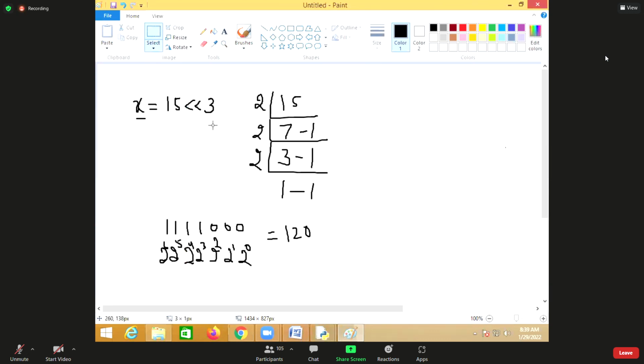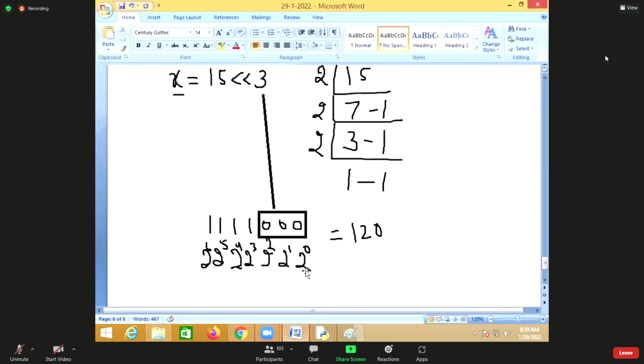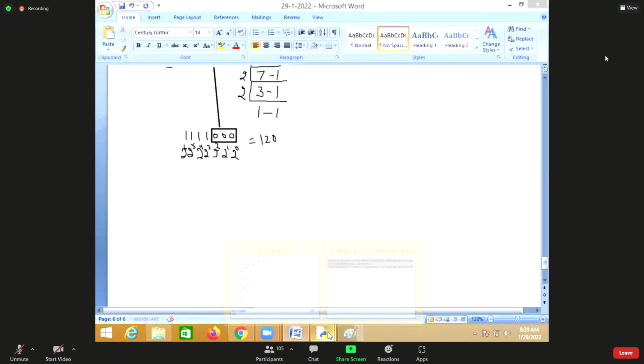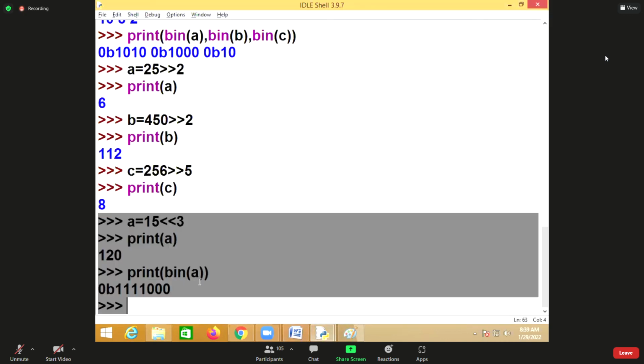So you are adding how many bits at the right side? The number of bits that you are shifting. So those many number of bits you'll be adding at the right side. So by adding number of bits, the value gets incremented. By adding bits, the value gets incremented.